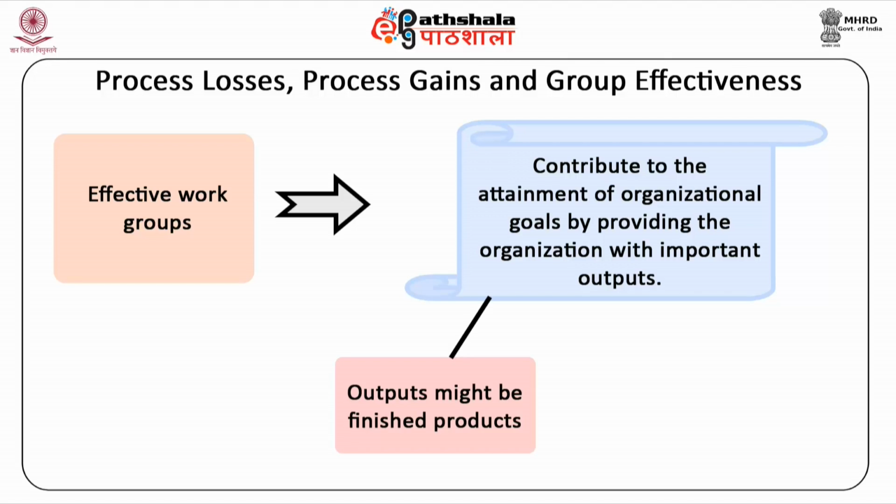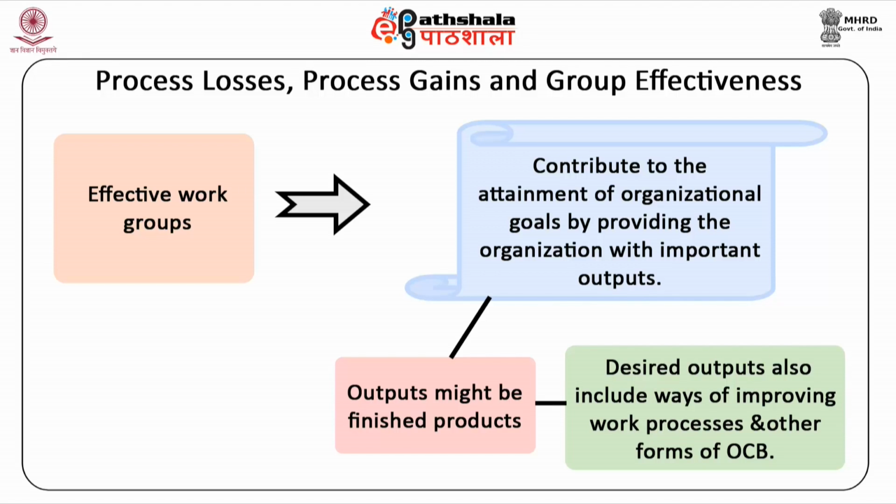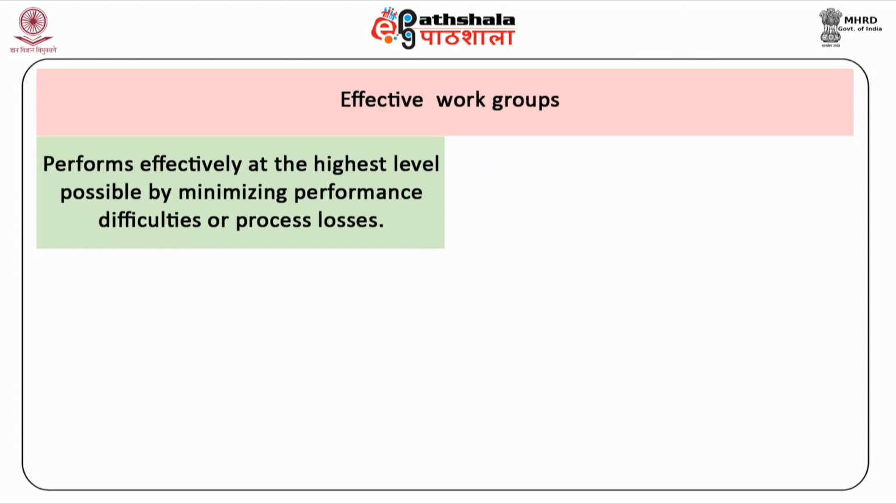The outputs might be finished products, such as collectively typed reports, or less tangible but no less important outputs, such as satisfied customers and patients. Desired outputs also include ways of improving work processes, helping group members, and other forms of organizational citizenship behavior. A work group performs effectively at the highest level possible by minimizing performance difficulties or process losses.